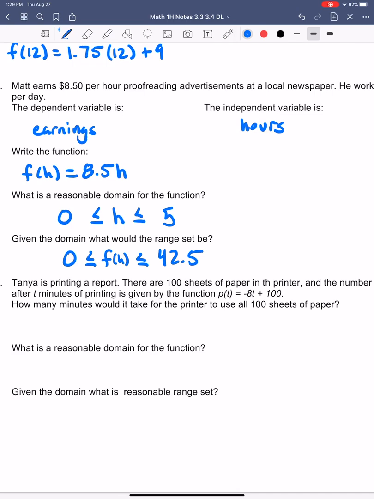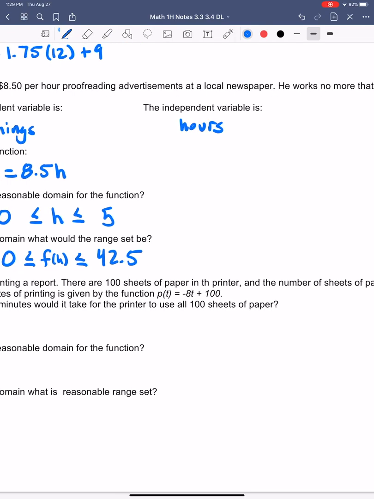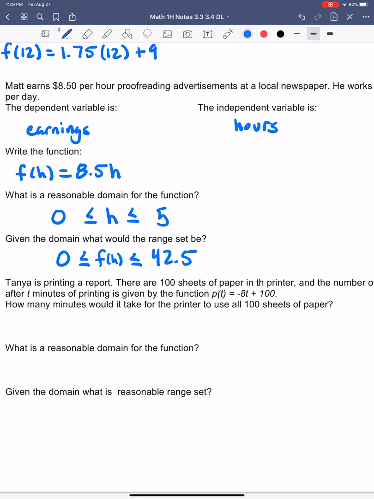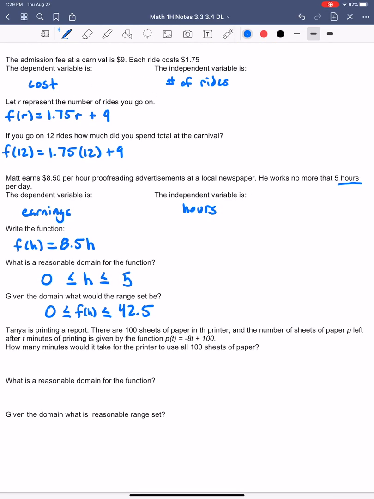And then we move to this bottom one here. It says Tanya is printing a report. There are 100 sheets of paper in the printer, and the number of sheets of paper P left after t minutes of printing is given by this function. Okay, so this part's kind of tricky. P represents the amount of paper that is left in the printer. So P represents how much paper is left in the printer. It says how many minutes would it take for the printer to use all 100 sheets.